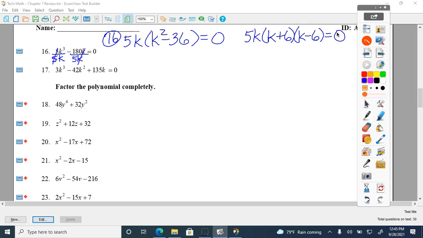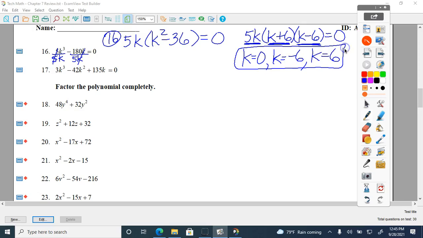And so now you figure out what is K. This K right here, what's it going to be? 0. 5 times 0 would be 0. This one, K plus 6. K would equal what? Negative 6. And K minus 6. K would be positive 6. Okay? Beautiful. Everybody good there?